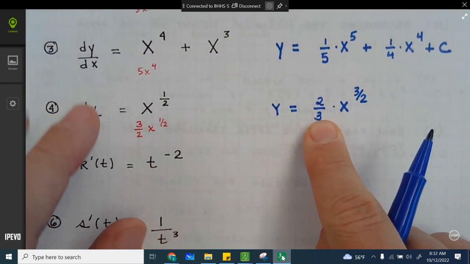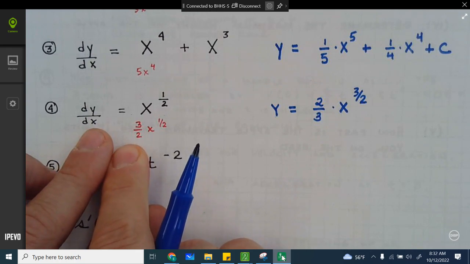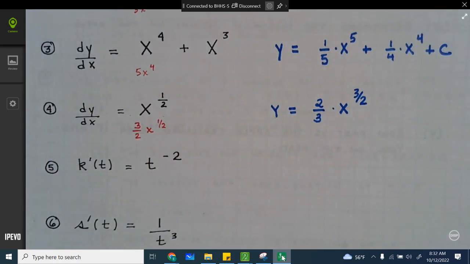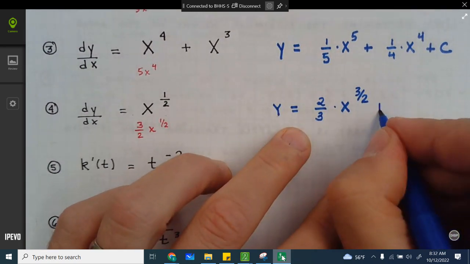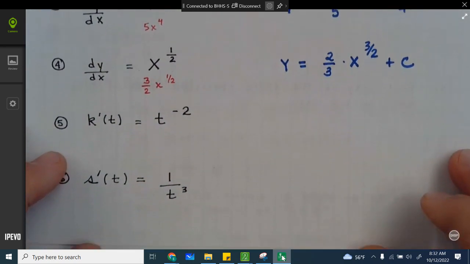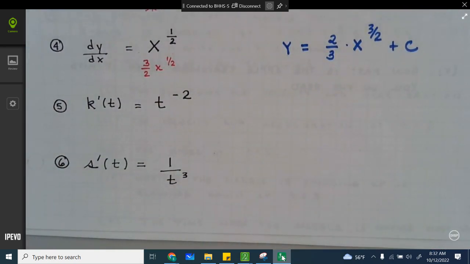If there was a 2/3 here, wouldn't that cancel with the 3/2? Give us the one that we want. Charlotte, anything else? Cool. Keep moving. Let's take a look at number 5.